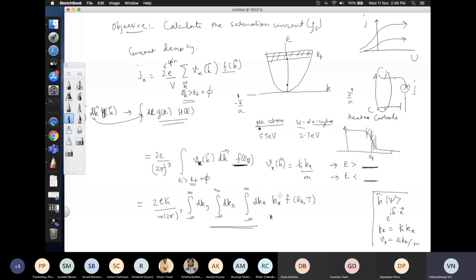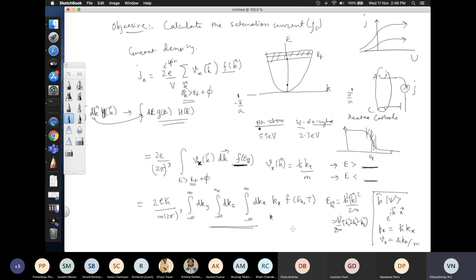What is the smallest kx? Remember, the energy is also determined by the k, right? What is E(k)? How is E(k) defined for free electrons? ħ²k²/2m. Correct. ħ²|k|²/2m, which is basically ħ²/2m times (kx² + ky² + kz²).